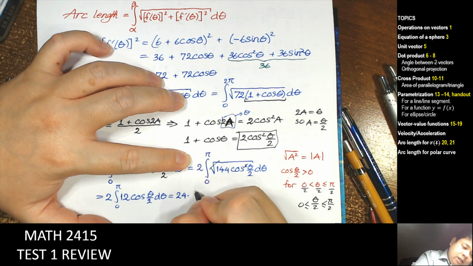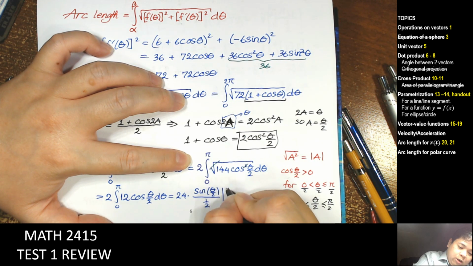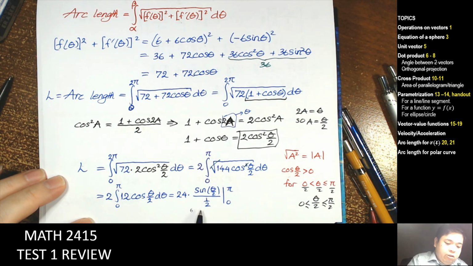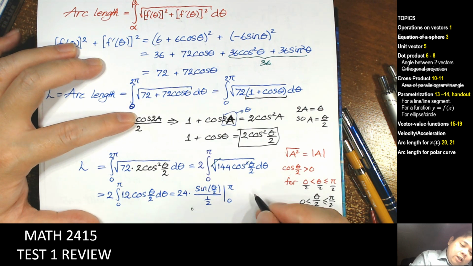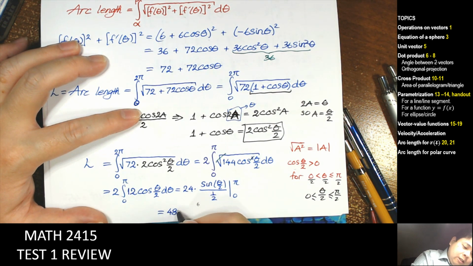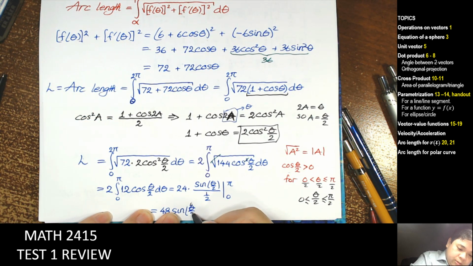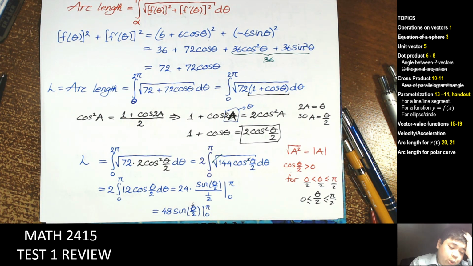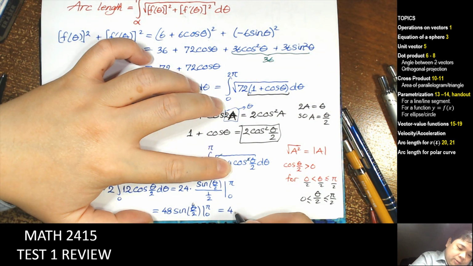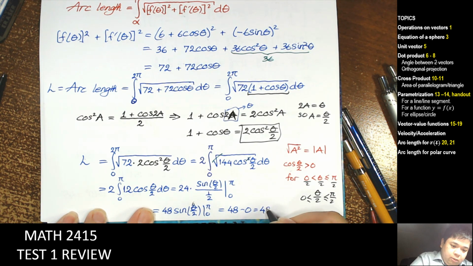The integral of cosine is sine of theta over 2, over 1 over 2, from 0 to pi. Divided by 1/2 is multiplied by the reciprocal, so 24 multiplied by 2 gives us 48 sine of theta over 2, from 0 to pi. If we put pi in here, sine of pi over 2 is 1, so we have 48. And put 0, sine of 0 is 0. So we just have 48.